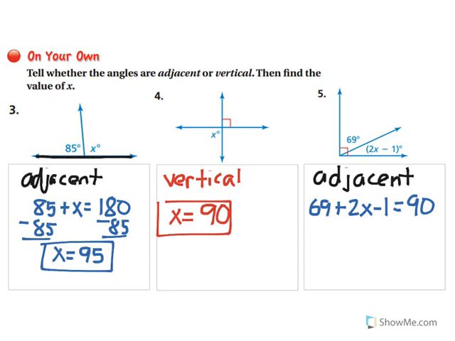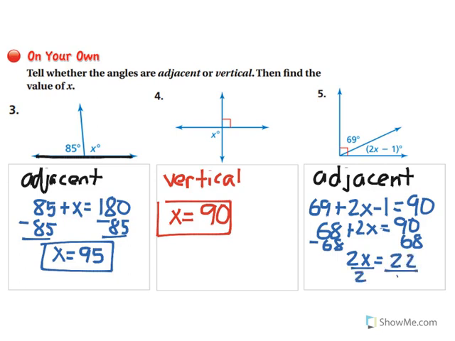And then I'm going to combine 69 and minus 1, which is 68, plus 2x equals 90. I'm going to subtract 68 from both sides, and I get 2x equals 22. Divide both sides by 2. I get x equals 11.